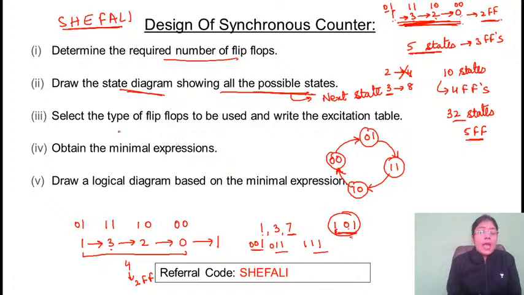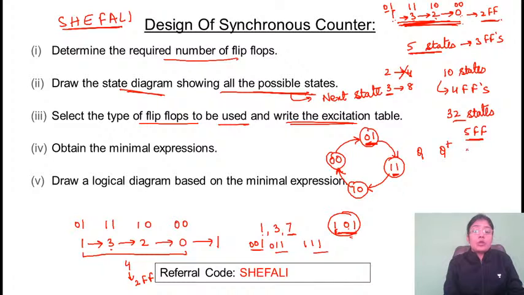Next one. After that, we have to select the type of flip-flops to be used and write the excitation table. Now this will be given in the question that you have to design a synchronous counter for the given input using T flip-flop, using D flip-flop, using JK flip-flop, using SR flip-flop. Right? So using that, we have the present state, we have the next state. If you know the present state, you know the next state, then on the basis of that, using the excitation table, you can get the inputs for the flip-flop.